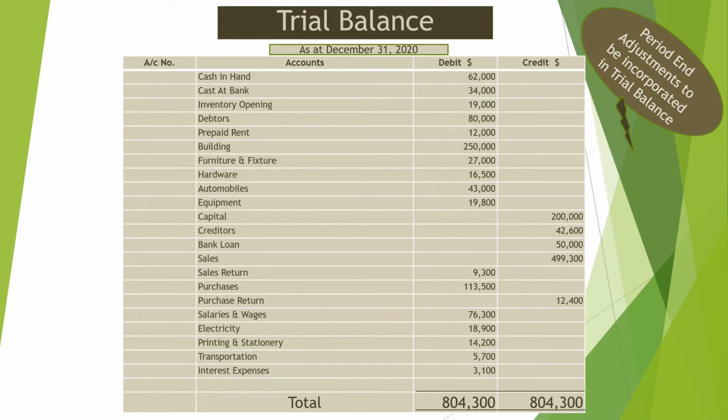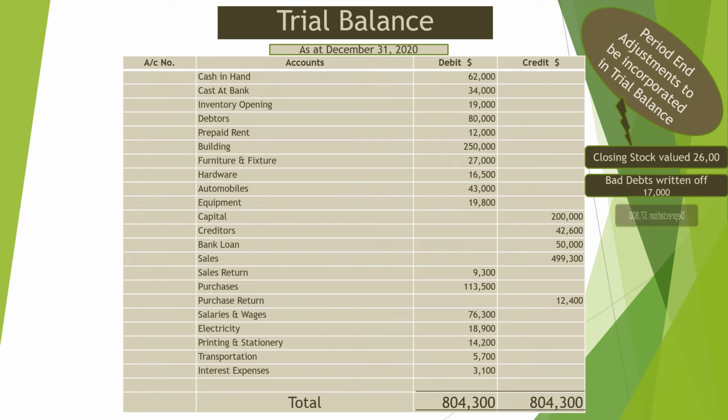The period and adjustments to be incorporated in the trial balance, like here in this trial balance: the closing stock valued at 26,000, bad debts written off 17,000, depreciation for the year is 37,800, and the rent expense is 6,000. Let's now incorporate the outside information and draw an adjusted trial balance.